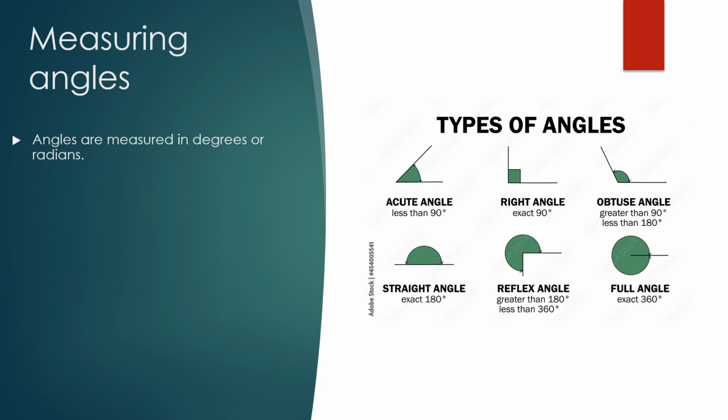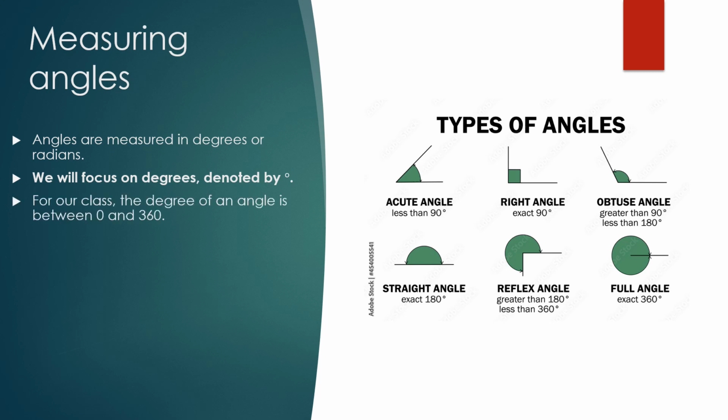Angles are measured in either degrees or radians. For this course, we're going to stick with degrees, which is denoted by a tiny little circle in the upper side of the numbers. For our class, the degree of angles will be between 0 and 360. We won't go beyond that, however, a sum might go beyond 360.